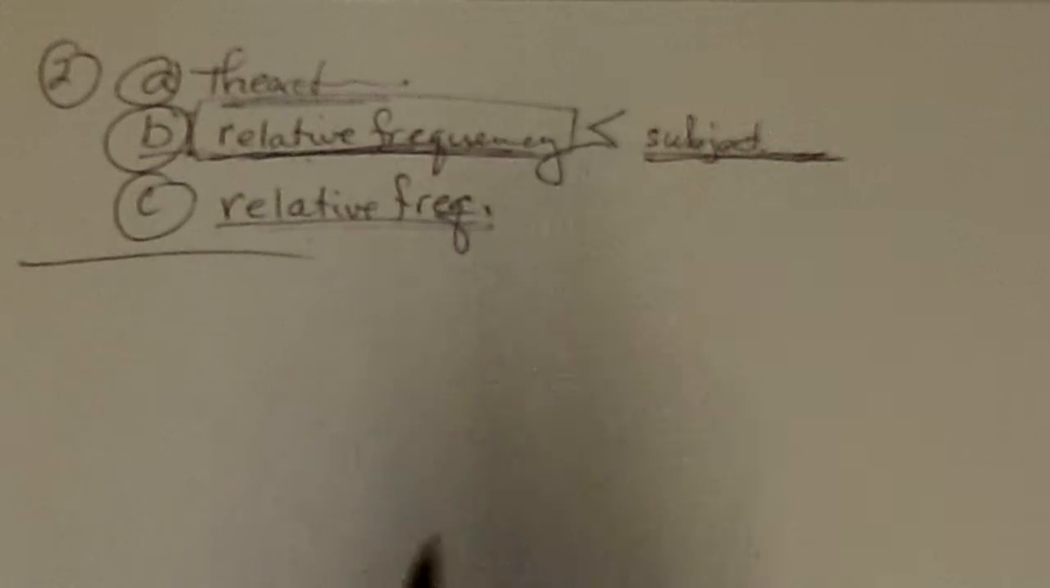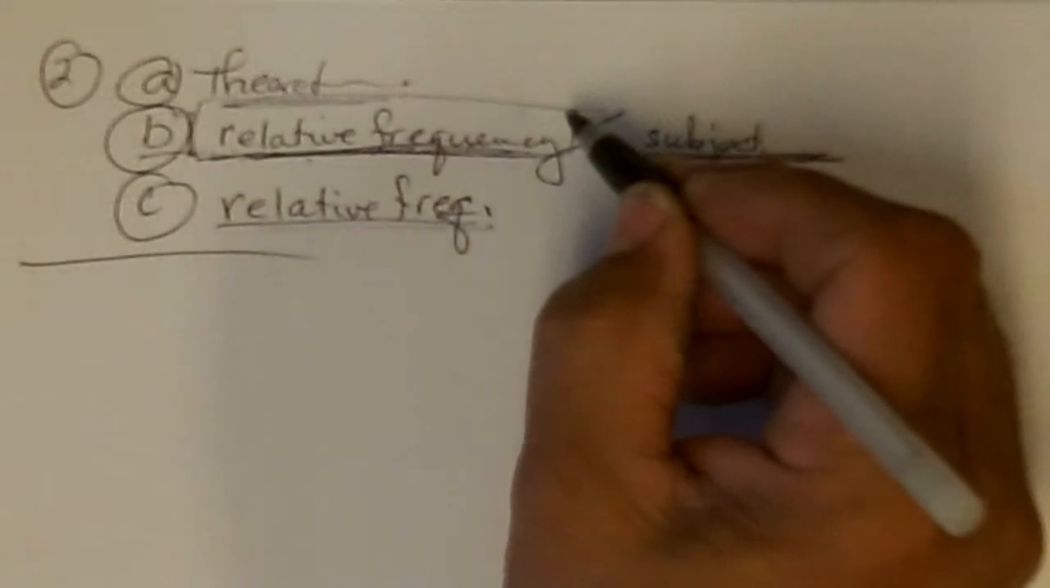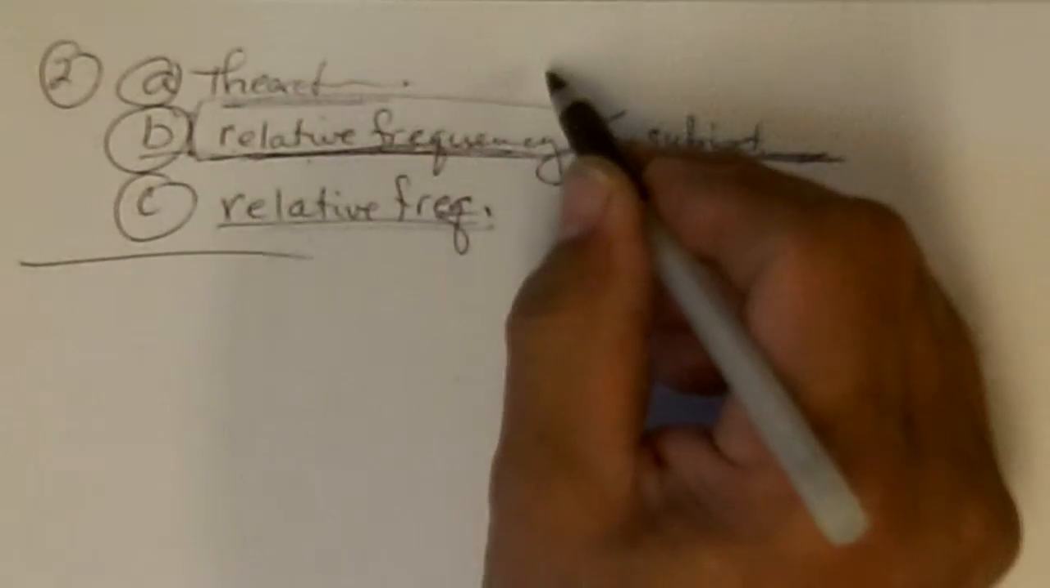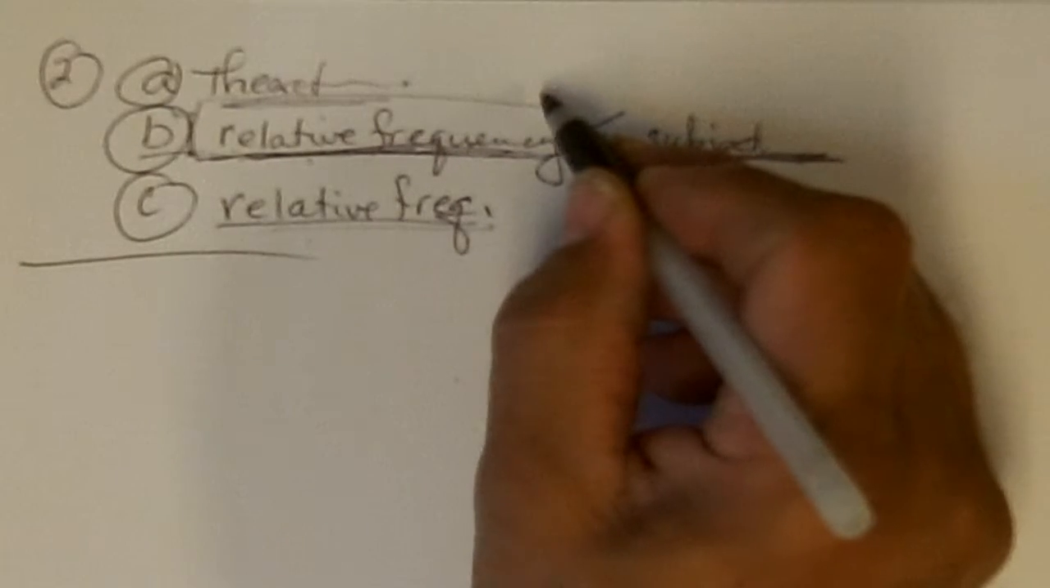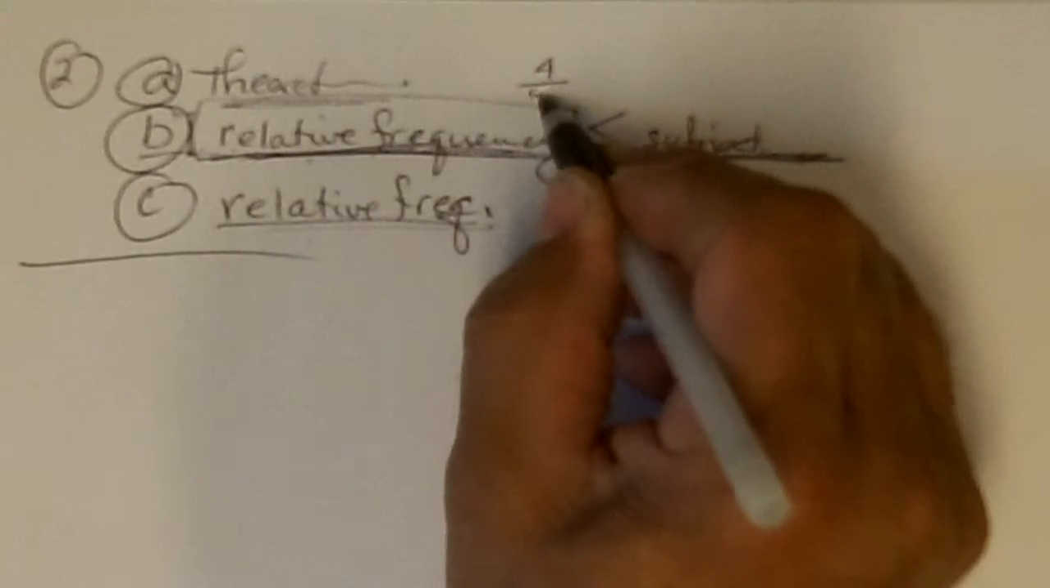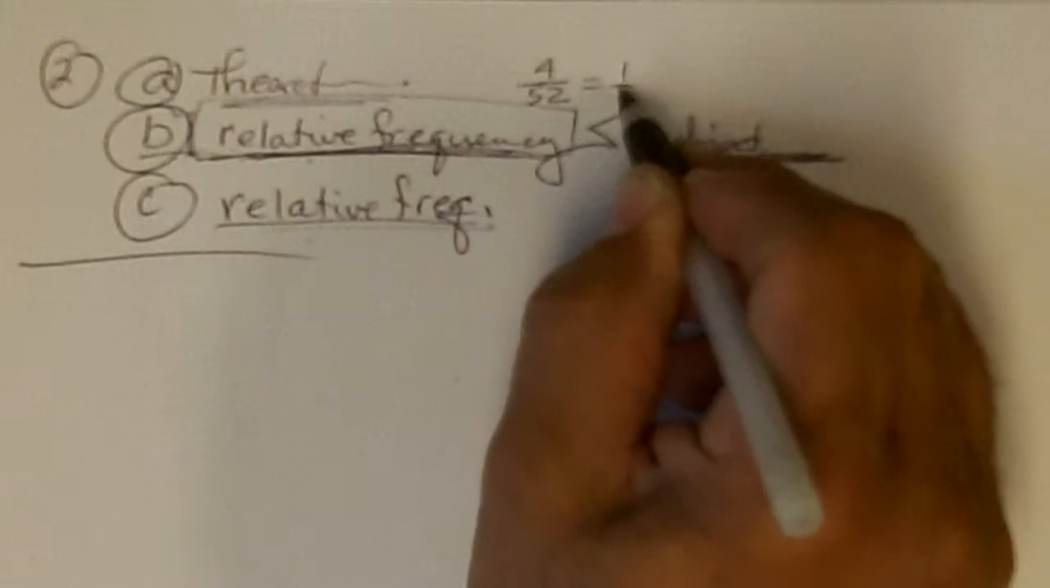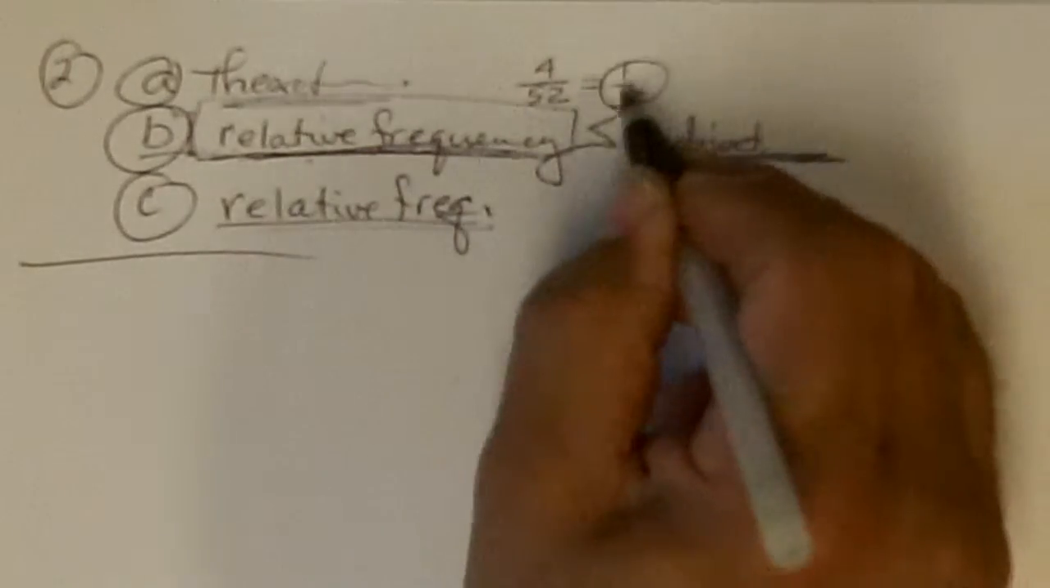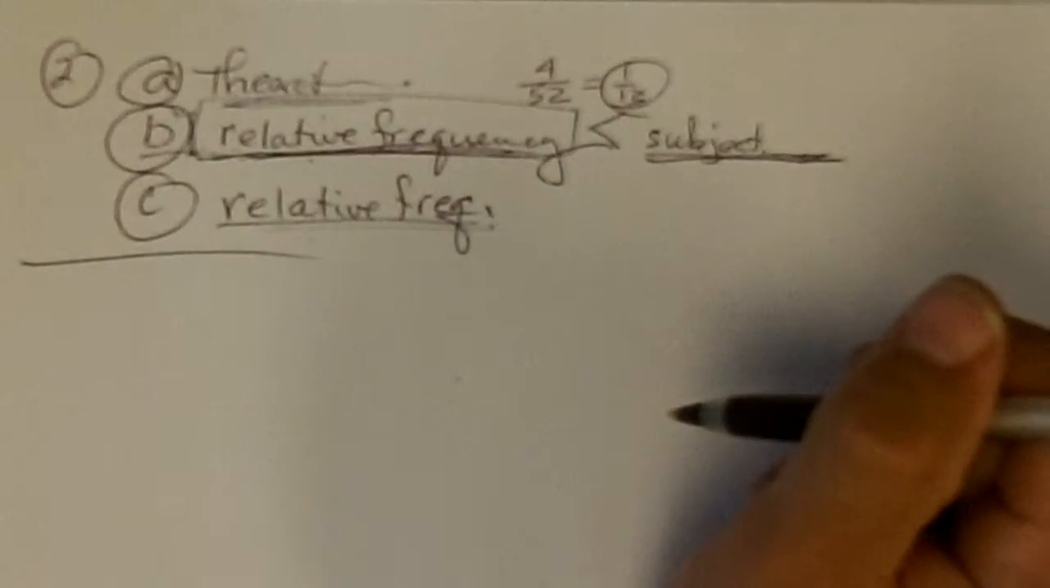Determine the following probabilities. So what is the probability of getting a king on a single draw? There are four choices out of 52, which is 1/13. And so that calculation would be theoretical.